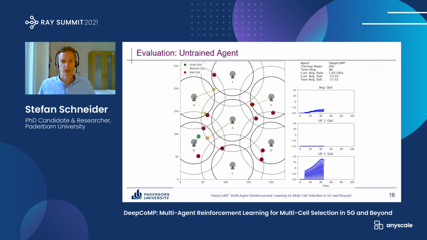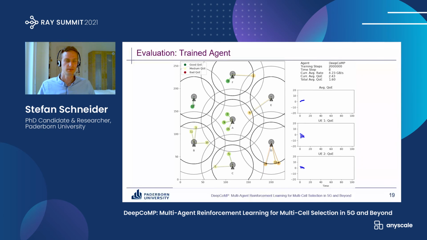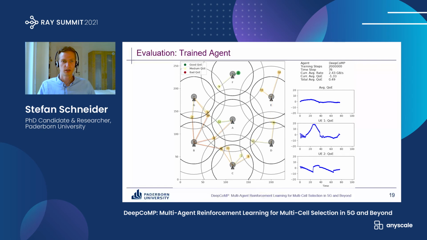But if we just train for a while, here for 2 million time steps, then you can see that the agent really learns a very useful cell selection policy. So now all of our users are connected. We have very smooth handovers between the different cells. The agent learns to use CoMP here at the cell edge where it's really useful, but it doesn't use it excessively to avoid unnecessary competition. And all of this was learned without any human instruction.